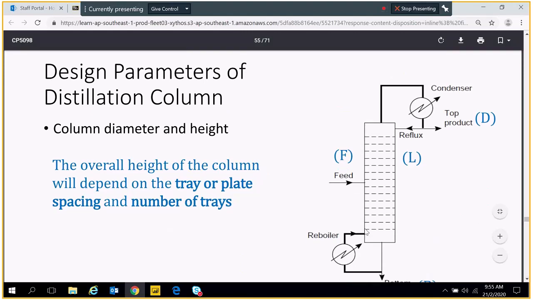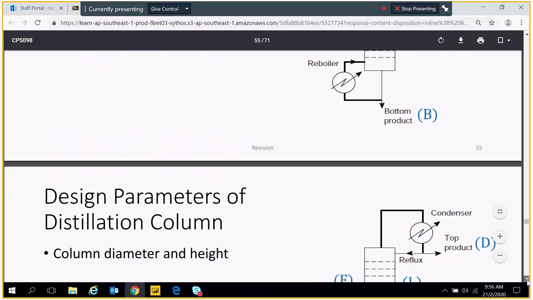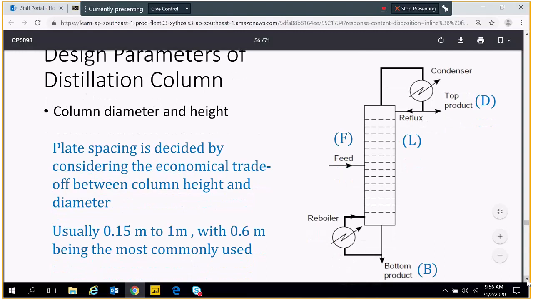I mentioned many times in the class, if I tell you the spacing between one tray and the next tray, and tell you the number of trays, you should be able to estimate the height of the column. Spacing between one plate and the next plate is 0.15 to 1 meter. 0.6 meters is most commonly used. It's the plate spacing.